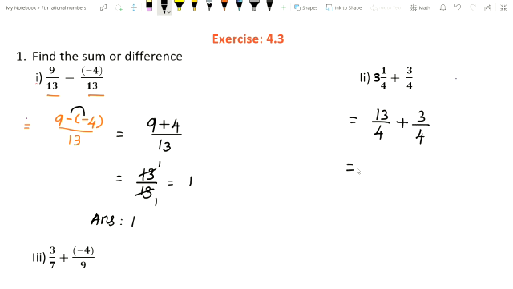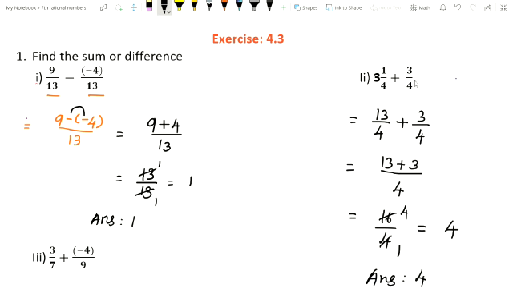See the denominator children. Here the denominators are same. So the common denominator is 4. Now you write the numerator as it is: 13 plus 3. Now you add this 13 plus 3. What you will get children? 16. 16 by 4. 4 fours are 16. So 4 by 1, what you will get children? 4. Any number divided by 1 gets the same number. So what is the answer children? 4 is the answer.